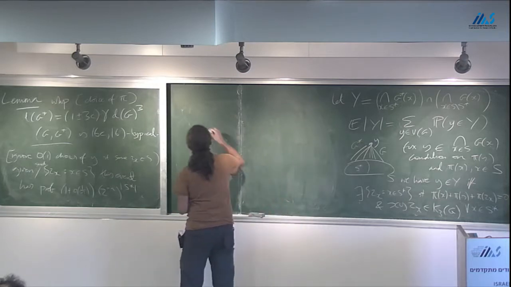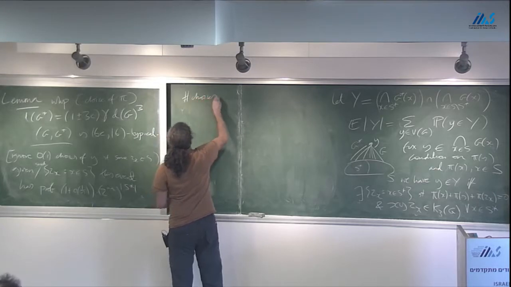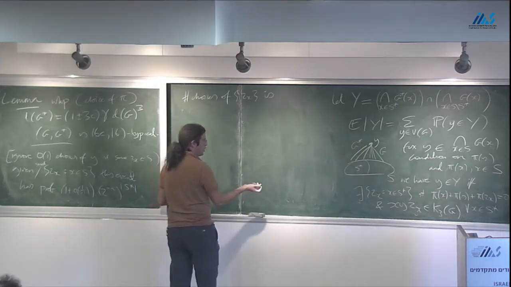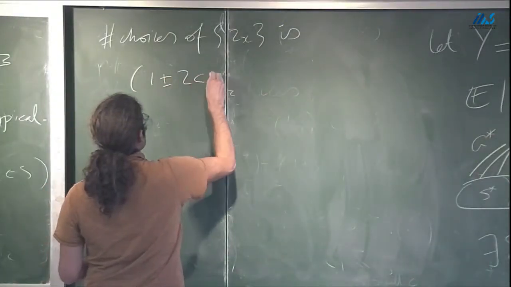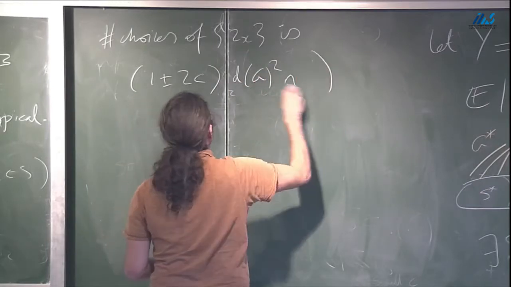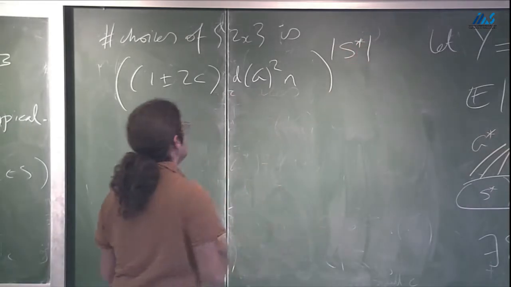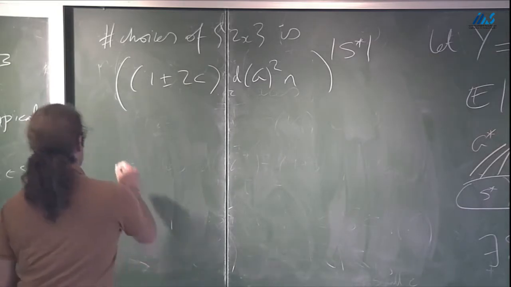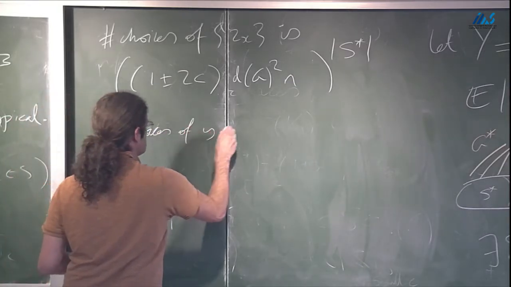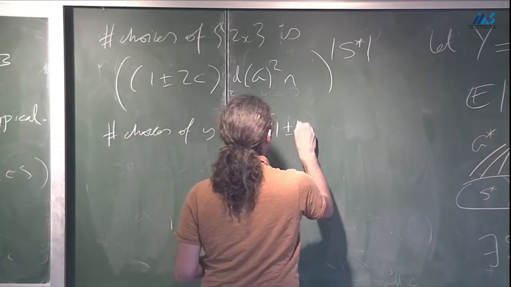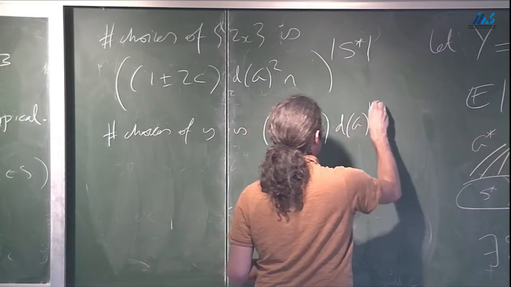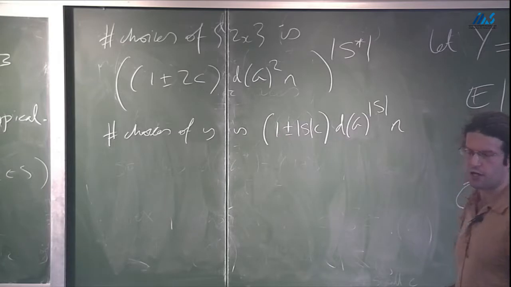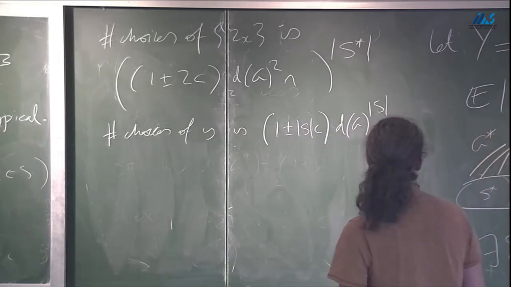Right, how many choices are there for the z_x? The number of choices of the set of z_x is, for each of them, by typicality, the number of common neighbors of that x and y, which is 1 plus or minus 2c d_G squared n, to the size of S star. Do I have everything I need now? What else do I need? Finally, the number of choices of y, which by typicality again is 1 plus or minus size of S times c, d_G to the size of S, times n. Now if I multiply everything together, I should get the expression which I need in order for G G star to be typical.